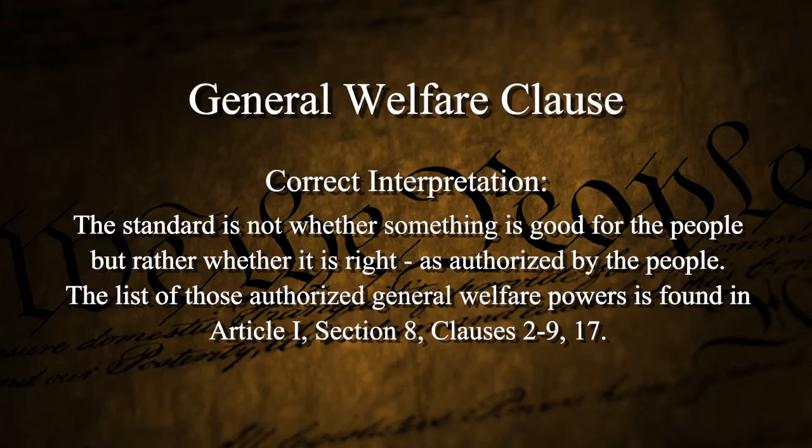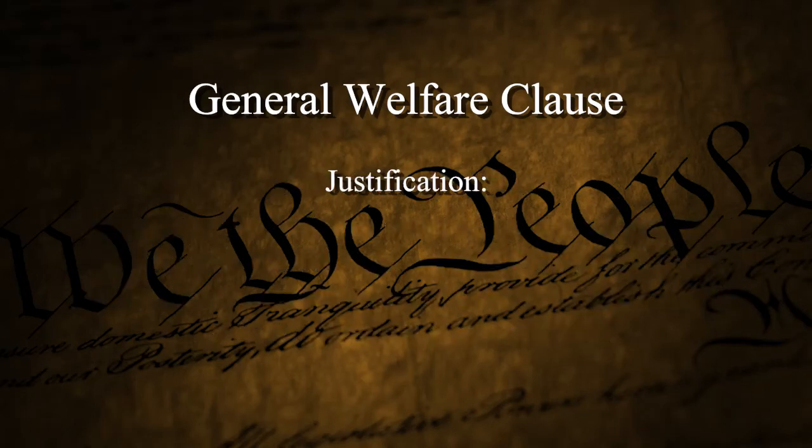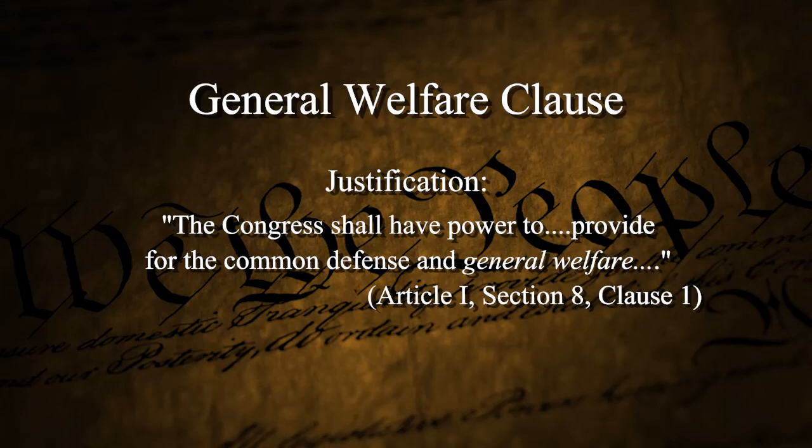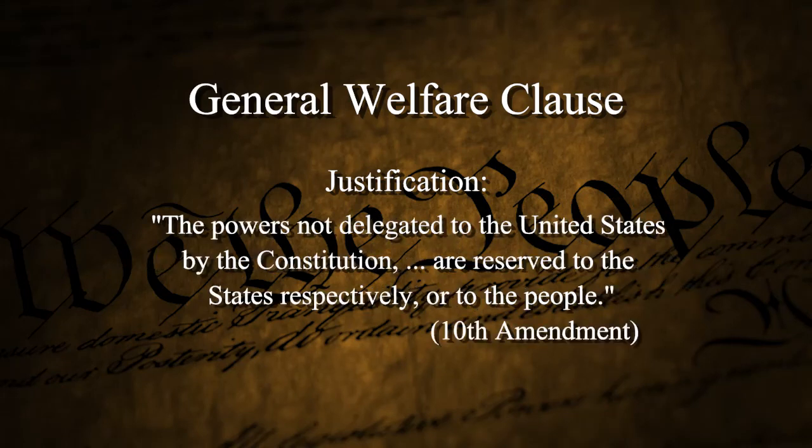So the justification for our General Welfare Clause: the Congress shall have power to provide for the common defense and general welfare. Another incredibly powerful justification is the 10th Amendment: the powers not delegated to the United States by the Constitution are reserved to the states respectively or to the people. So there's your quick summary of the 5 clauses everyone should know.